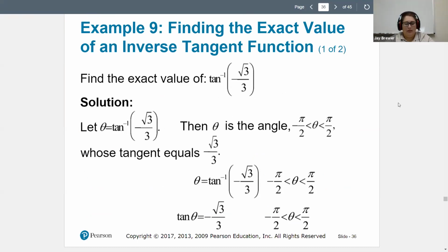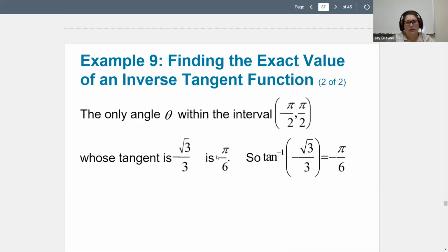If you think back on the tangent function, what we learned in chapter 7, the tangent of what angle is going to give you negative radical 3 over 3? Five pi over 6? Yeah, you can go with it that way. The other way to write it is negative pi over 6. But 5 pi over 6 would be the what?